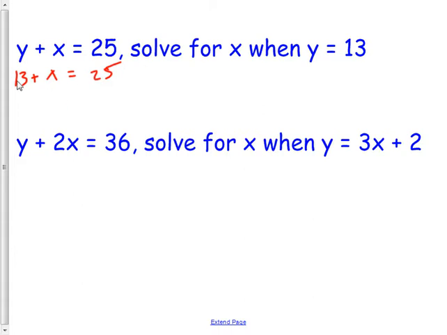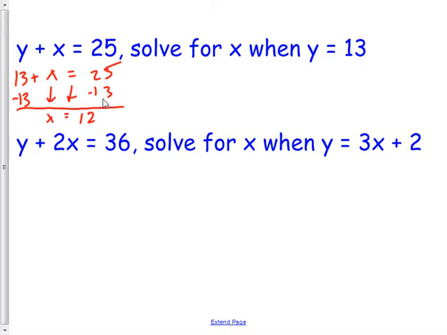And so then we have 13 plus x equals 25. Okay, so this is called substitution. All right, and then to solve for x, we need to then get x by itself by subtracting 13 on both sides. Okay, I can draw my line, bring my x down, bring my equal sign down, and I'm left with 12. So x equals 12 when y equals 13. Okay, so this is an example of using substitution.